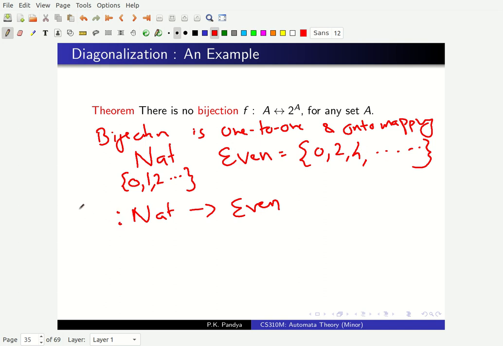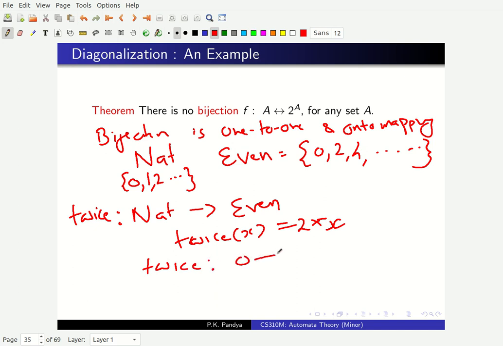We can define a function called twice. So twice of x will be equal to 2 times x, and so it will map 0 to 0. So twice will do the following mapping. Twice will map 0 to 0, 1 to 2, 2 to 4, and so on.